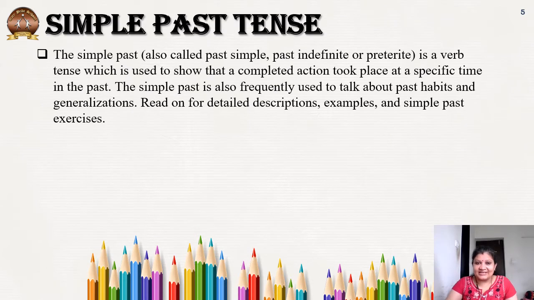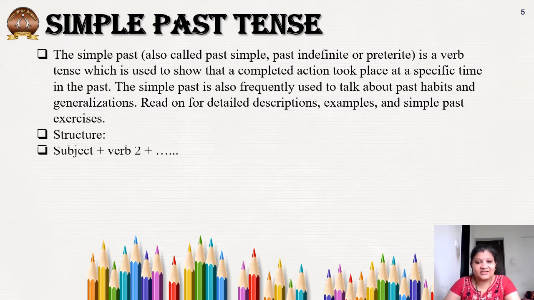So the first tense that we will study is the simple past tense, also called past indefinite. It is a verb tense which is used to show that a completed action took place at a specific time in the past. And the simple past is also frequently used to talk about past habits and generalizations. Now let's read the detailed description of simple past and simple past exercises.